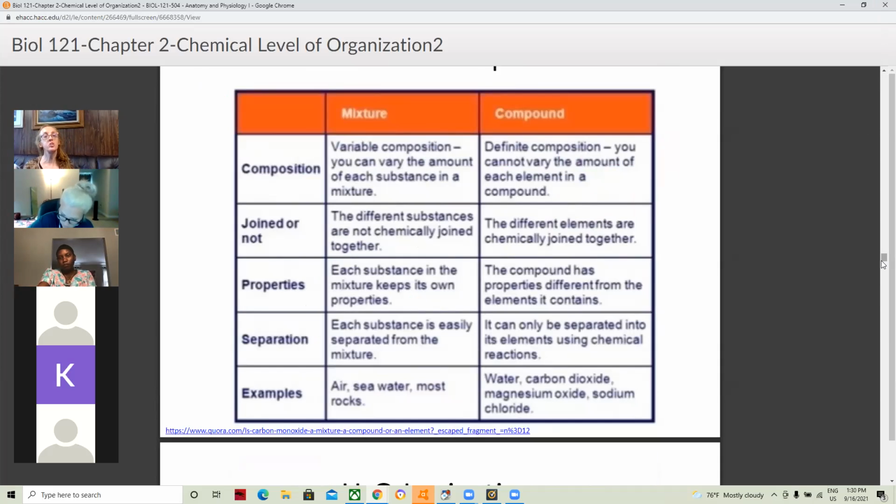Differences between a mixture and a compound. Mixtures have a variable composition. You can vary the amount of each substance in a mixture. Compounds have a definite composition. You can't vary the amount of each type of atomic element in a compound. Mixtures are not chemically joined. Compounds are chemically joined. They're chemically bonded to one another.